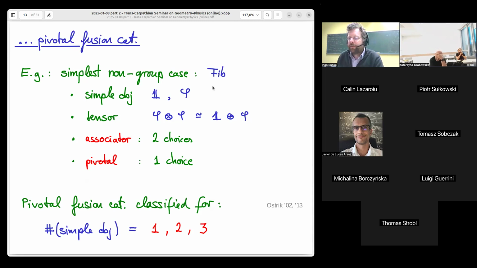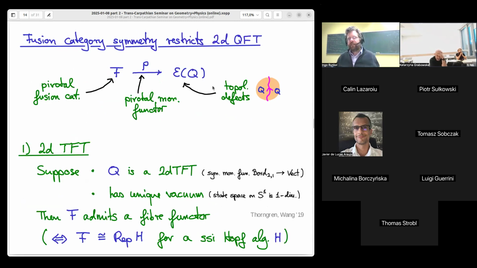Okay, that's just as an aside. Okay, back to my setup. So I now want to discuss, what good does it do you if you know that your theory has a given symmetry? So if it has a given, say, pivotal fusion category as symmetry in that setup I described. And I want to go through some examples.